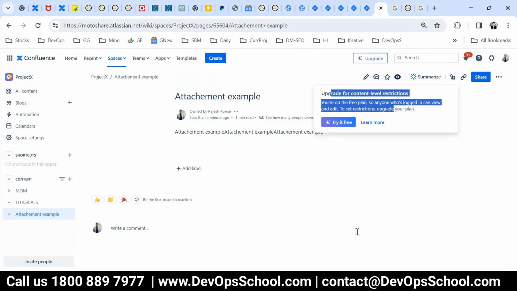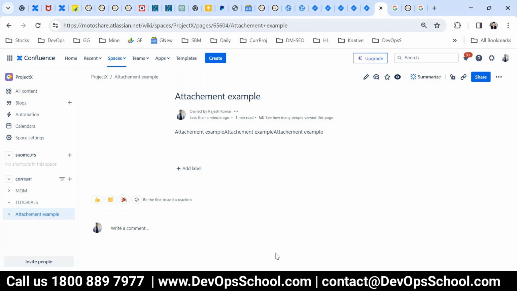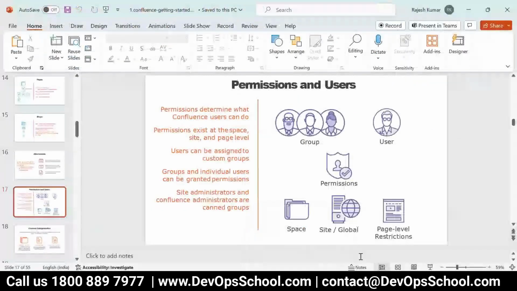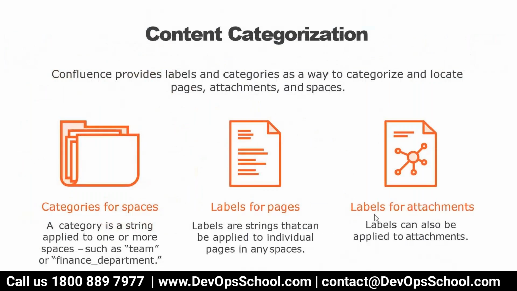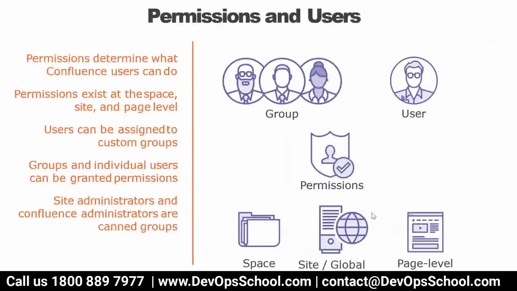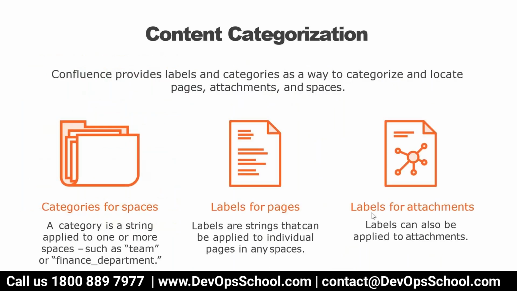Okay. So this is the attachment. This is something which you have as a feature, and permissions and users. So for every page and every space you can add users and groups and their permission levels. You can do that. Now the question is how can we categorize that content? So the content means what?